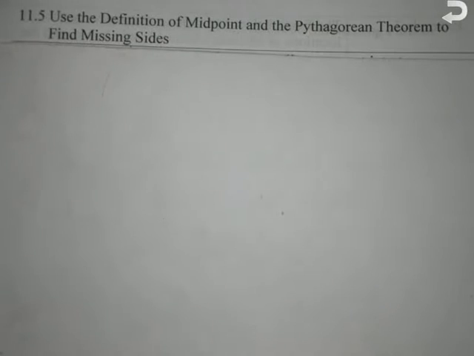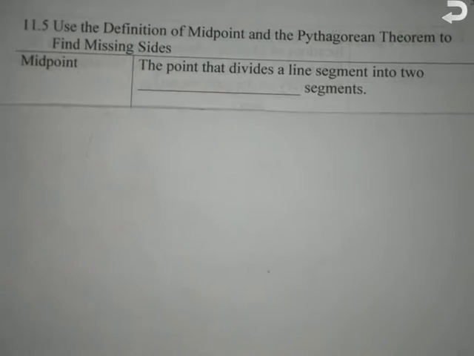So we've been using Pythagorean theorem a lot to find missing sides. Today we're going to be combining Pythagorean theorem and what we call the midpoint to find missing sides. So there's going to be an extra step in here. So the first thing we want to do is define what the midpoint is.